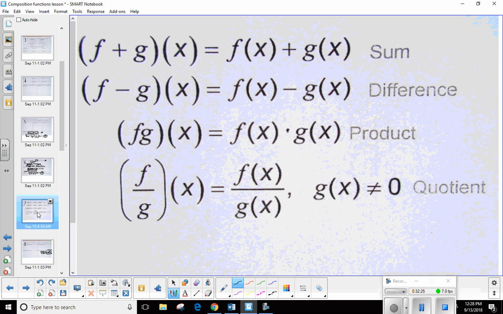Now remember, just like Andrea asked, you can use your notes. Okay. Now here, these are just some properties that we have dealing with functions. Now these aren't composition of functions.